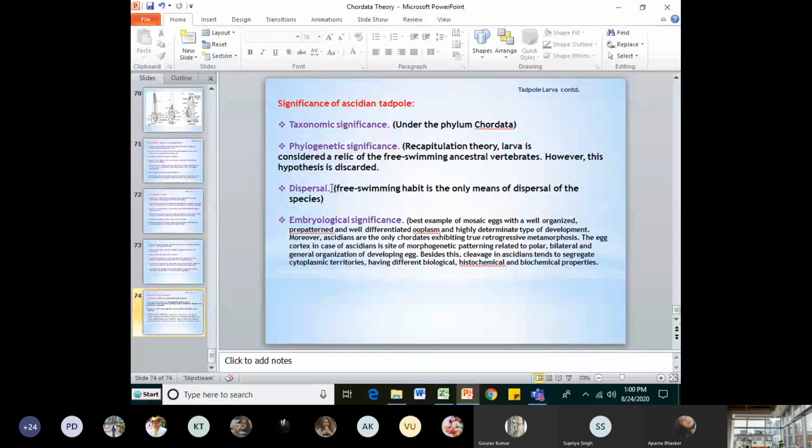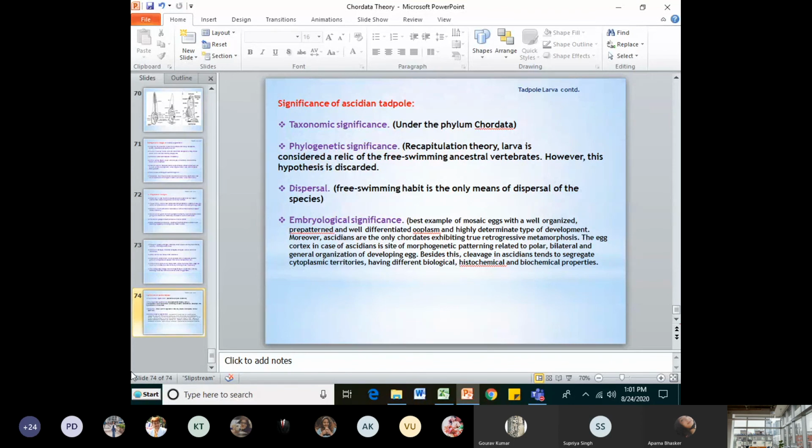Dispersal is the third significance. I was telling you during this presentation that the larva shows active movement, so it remains active for 3-4 hours, so it can travel a long distance, or the distance which is permissible for the larva within 3-4 hours, in order to search for a suitable substratum. So this is how the species is dispersed to other areas as well.